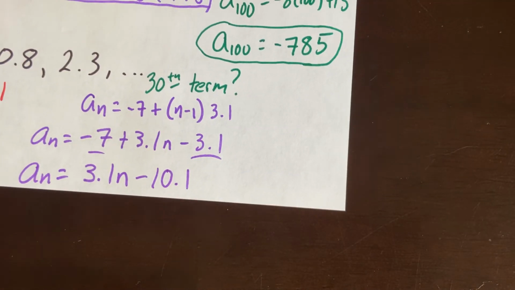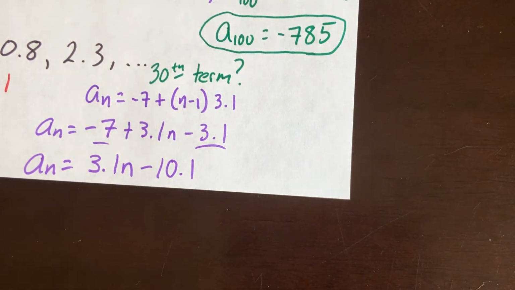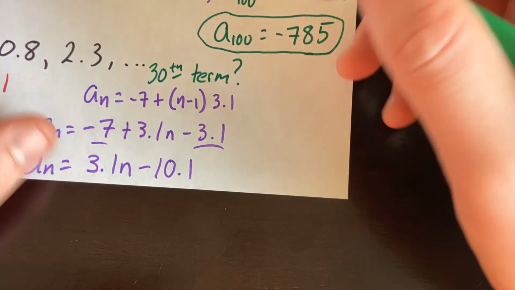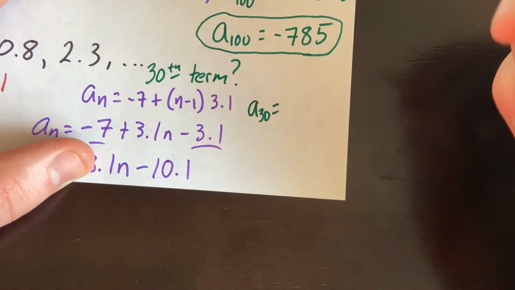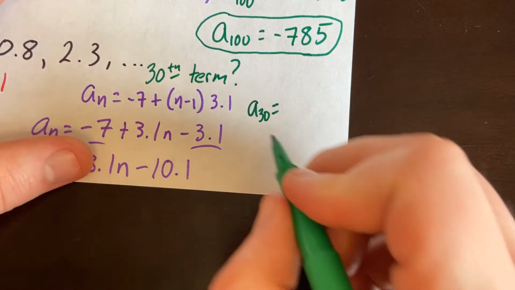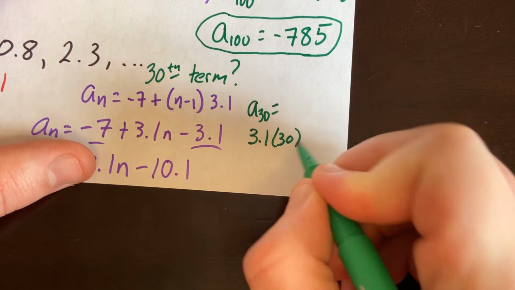So again, remember the whole goal was to find that 30th term, right? When we write an equation for the terms of a sequence, that n value refers to the term of the sequence, so the term number. And if I want the 30th term, I'm asking for a sub 30. So everywhere I see an n, I am going to put a 30.